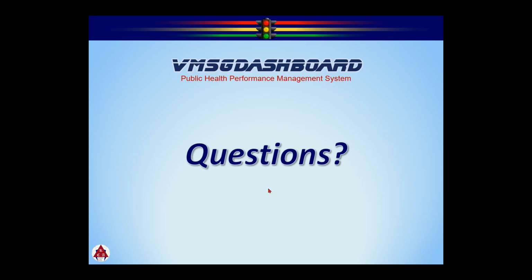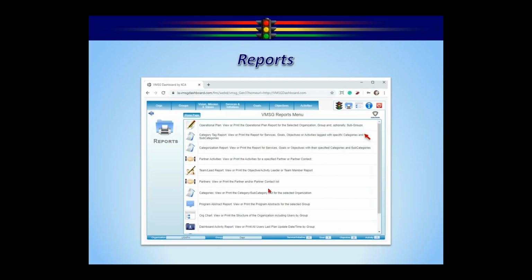So the next thing we're going to talk about are our reports. Now there's a whole bunch of reports in the system. We're going to talk about the primary ones, probably what you'll use 90% of the time. But there's a couple of reports in here that we're not going to get into today. That is the category tag report, the categorization report, and the categories report.